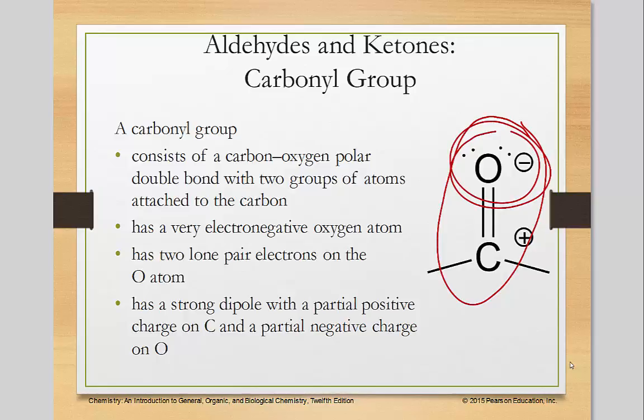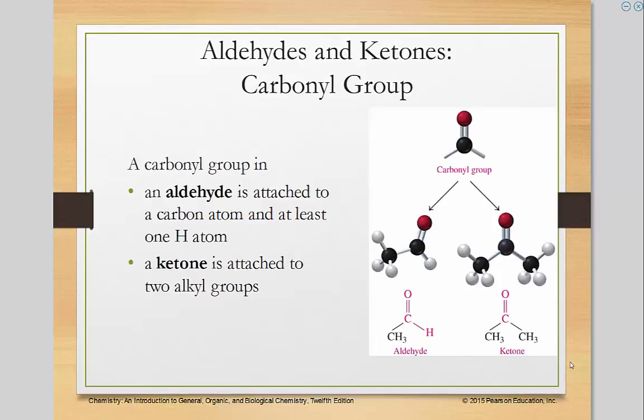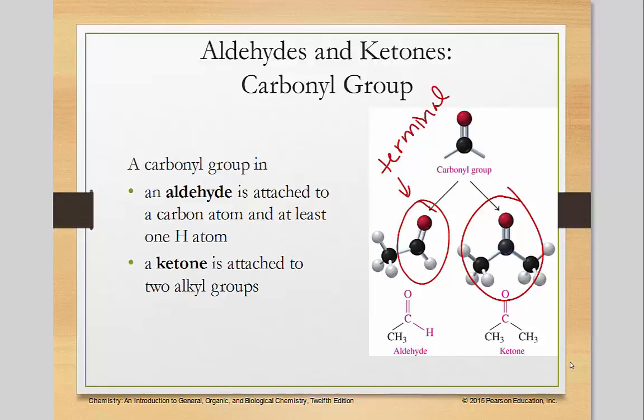So the electrons tend to drift towards the oxygen, so we do have an area of electronegativity here that will help it with reactions. Now the difference between the aldehyde and ketone is where that carbonyl group is located. You'll notice on the aldehyde that double bonded oxygen is always on the end, whereas in a ketone it's always in the middle somewhere. In fact, the aldehyde is actually considered a terminal double bonded oxygen, meaning you will only find it at the end.